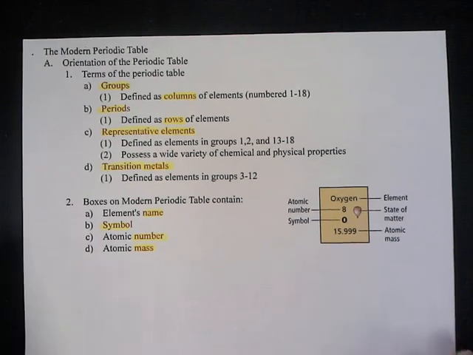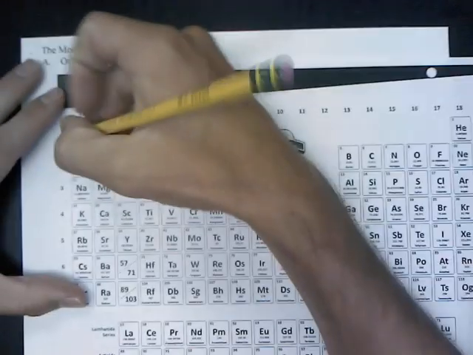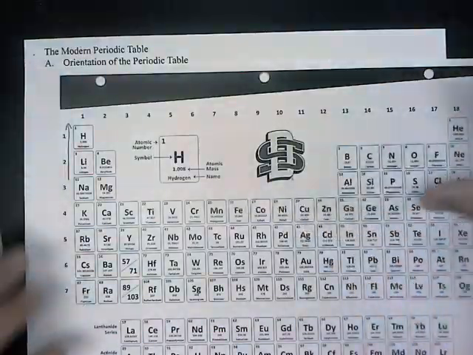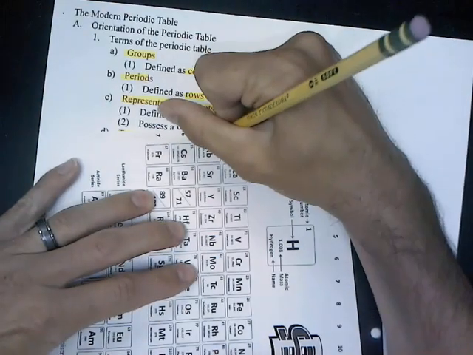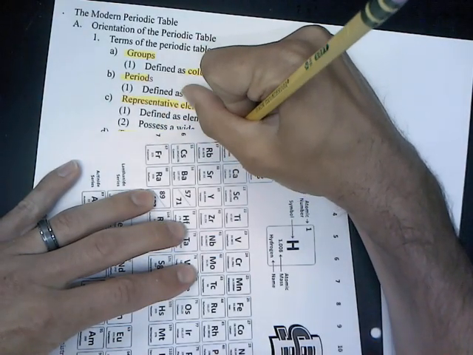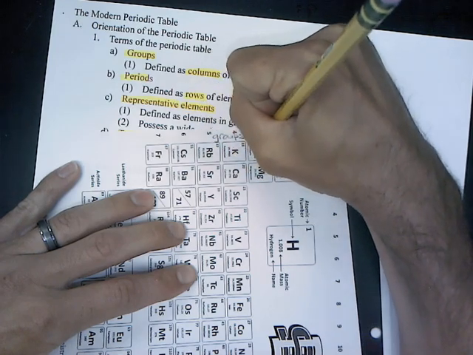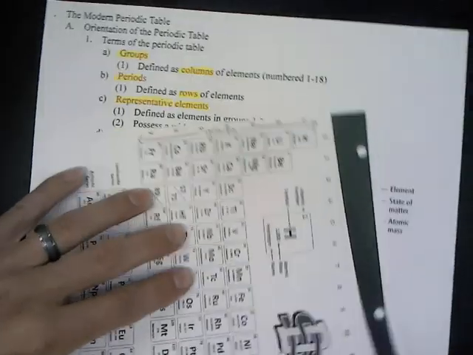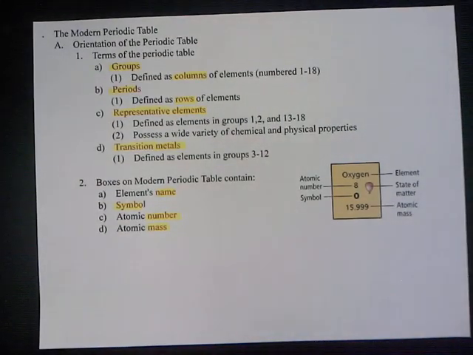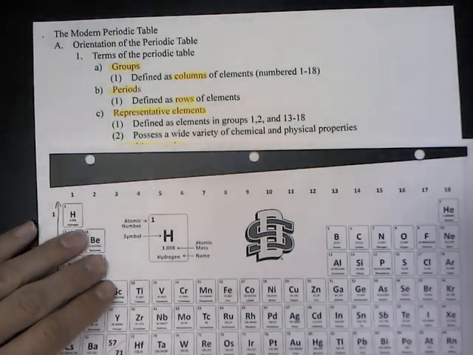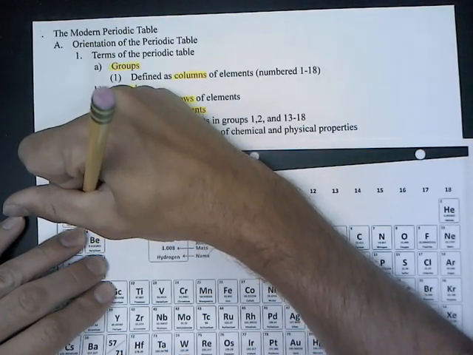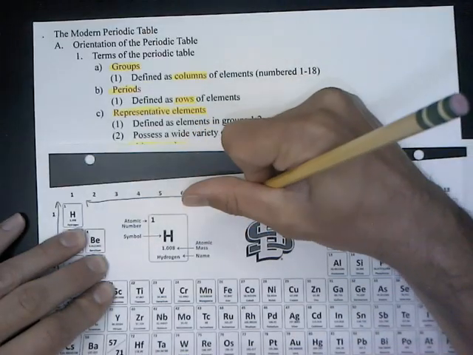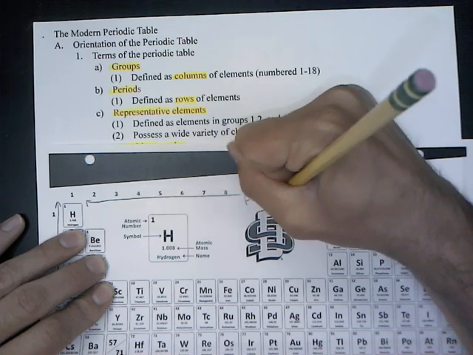So if I grab a periodic table here, our up and down columns, these guys right here, are known as the groups. I'm just going to label this, and I'd like you to label it as well as our groups in our periodic table. Now again, groups are your up and down columns. Periods, on the other hand, are your left and right rows. So again, we get our periods as our left and right rows.